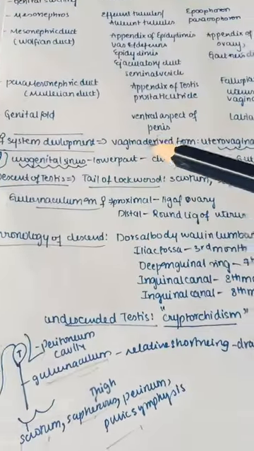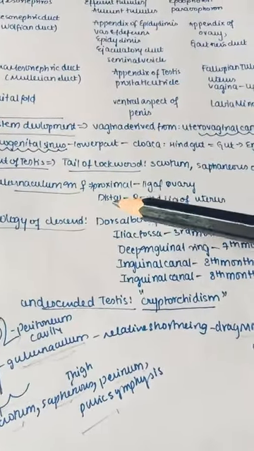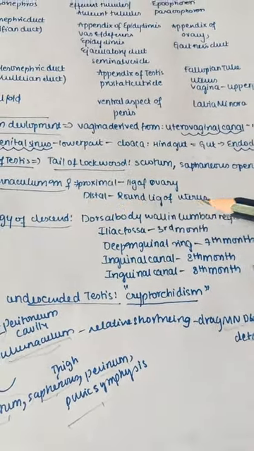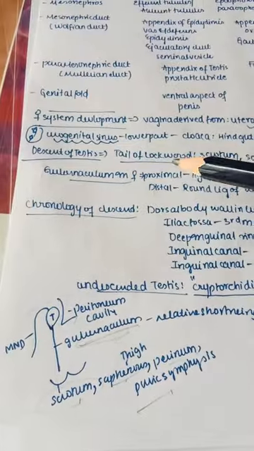And next, let us see the gubernaculum in the case of female. In female, the proximal gubernaculum forms the ligament of ovary, and the distal gubernaculum forms the round ligament of uterus. Now let us move on to chronology of descent.